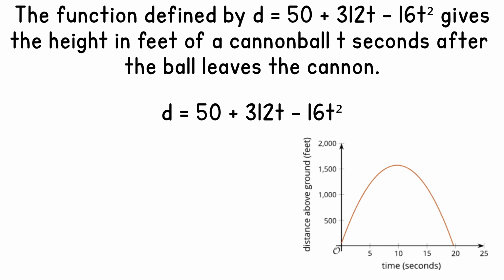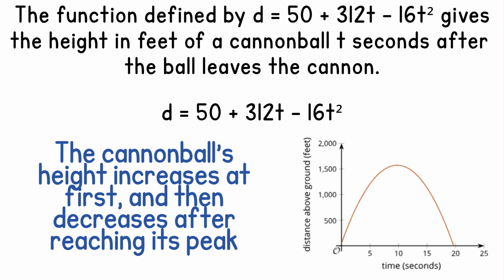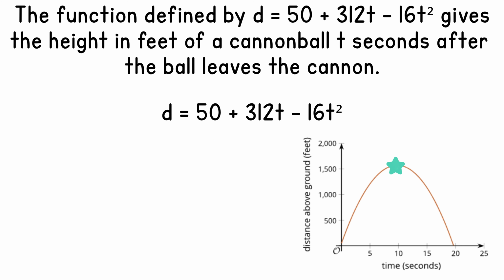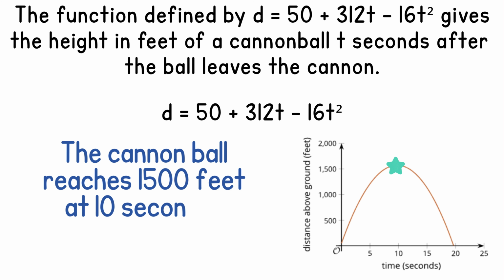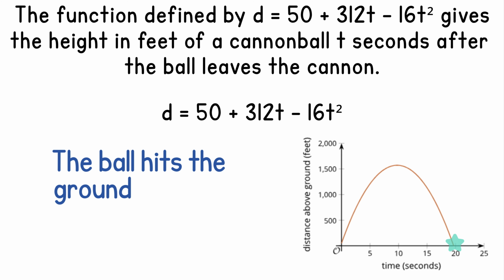Here's a graph of this function, so we're going to analyze what this graph means. We can see that the cannonball's height increases at first and then it decreases after it reaches its peak. We can see the highest point the cannonball reached was here. So this tells us the cannonball reaches 1,500 feet at 10 seconds. If we look at the x-intercept, or the root of the function, this will tell us the ball hits the ground after 19 seconds.